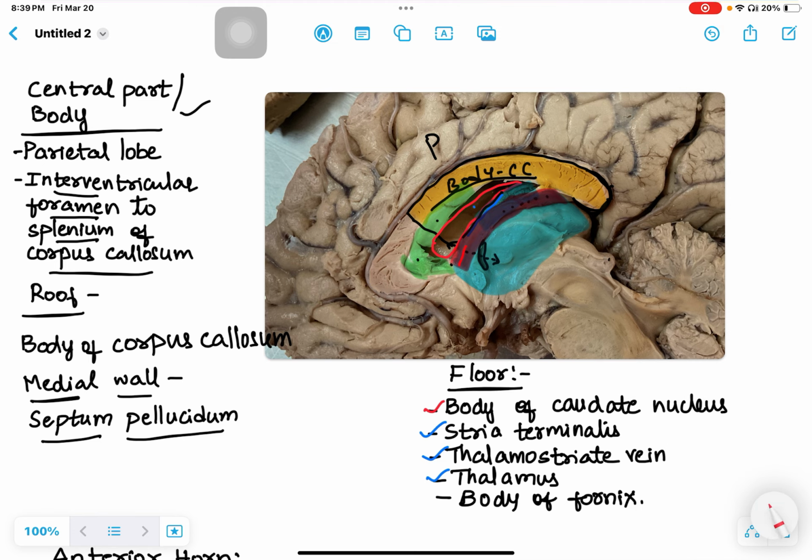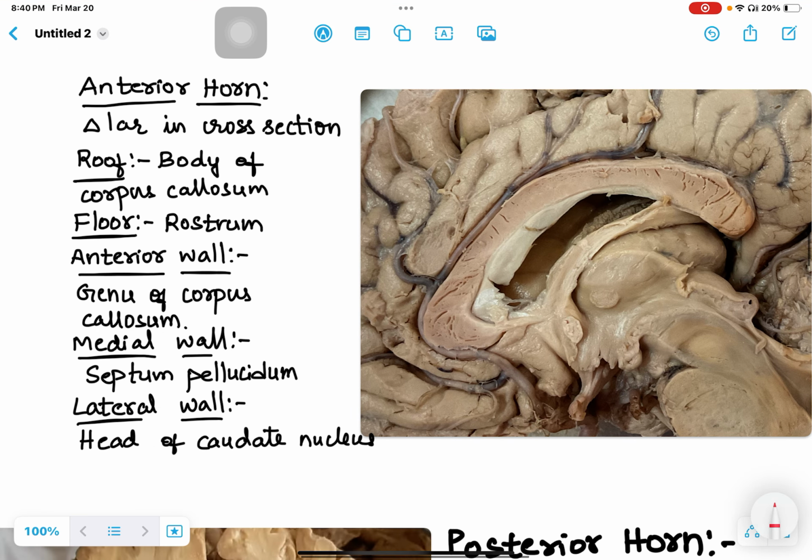Body of the caudate nucleus followed by the stria terminalis, a thin layer of white fibers which are extending from the amygdala to the anterior nucleus, anterior commissure, then the thalamostriate vein and the superior surface of the thalamus, and then comes the body of the fornix. And the medial wall is formed by the septum pellucidum as told. So this is about the central part of the lateral ventricle.